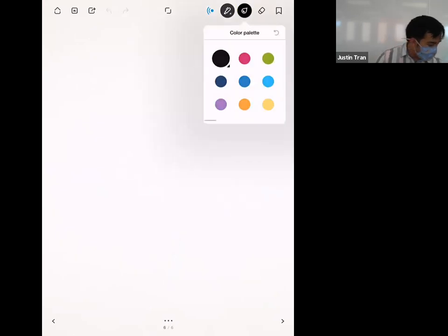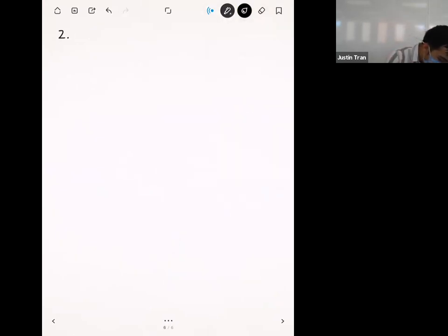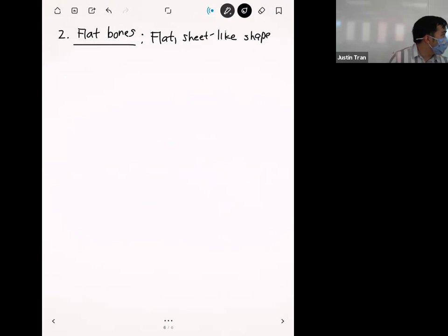The next shape that we'll go over are flat bones. The way these are shaped is that they have a flat, sheet-like shape. In other words, they have a thickness that's very thin, but the other two dimensions are pretty big. And they're mainly used for protecting any kind of organs or soft tissue underneath.